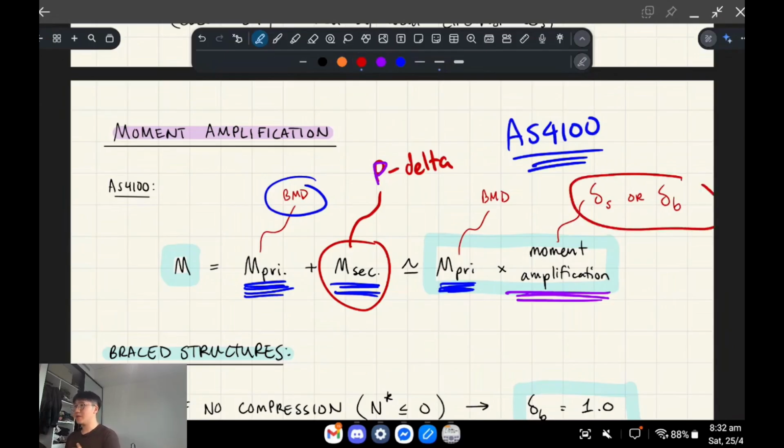So this is denoted by delta S or delta B. This isn't like physically how much it moves. This is an amplification factor, okay?